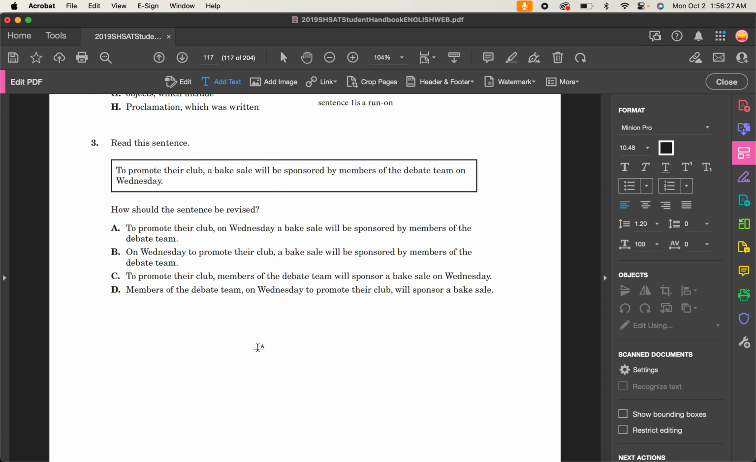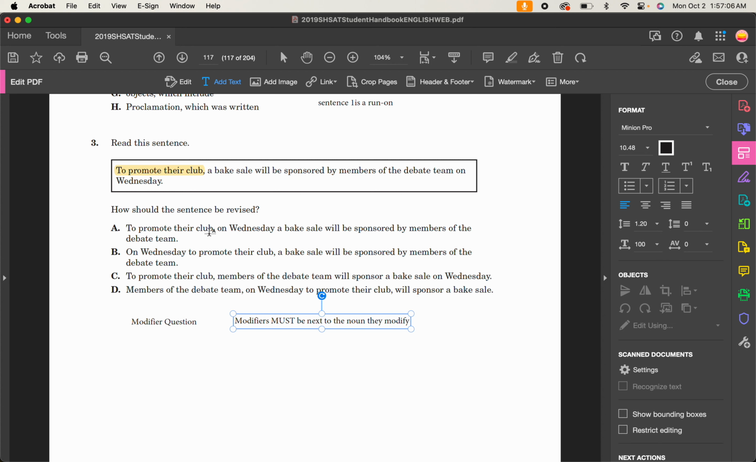Number 3. To promote their club, a bake sale will be sponsored by members of the debate team on Wednesday. So this kind of question is a modifier. Well, where's the modifier, you might ask? The modifier is right here. To promote their club. And if my lessons on modifiers have taught you anything, modifiers must be next to the noun they modify, right? And this is a must. This isn't sometimes, it's pretty much all the time. Modifiers must be next.